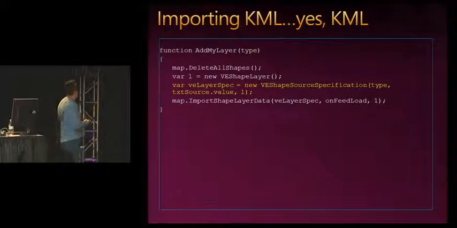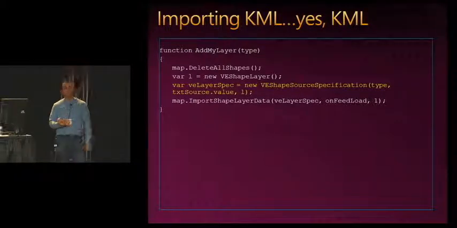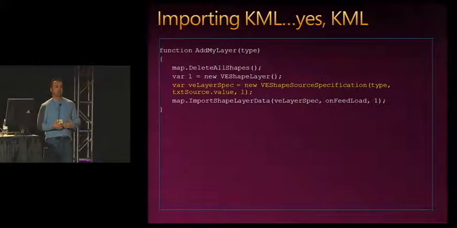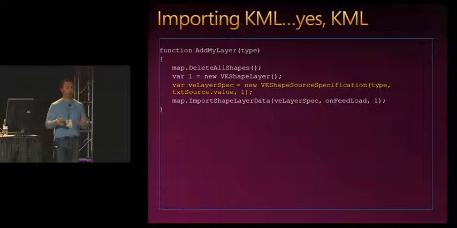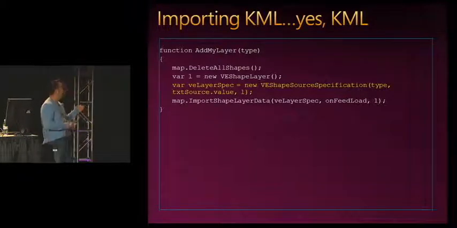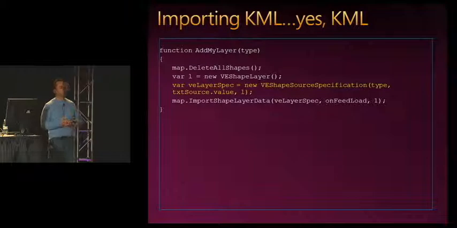Then I create a specification that has a type, which is the type of data layer I'm going to overlay. We actually support a few different types. Collections from Live Search Maps. So if you create a collection, or basically your own itinerary of points in Live Search Maps, you can grab the collection ID and use that. Or XML, which is GeoRSS, GPX, and KML. We'll take that as the type.